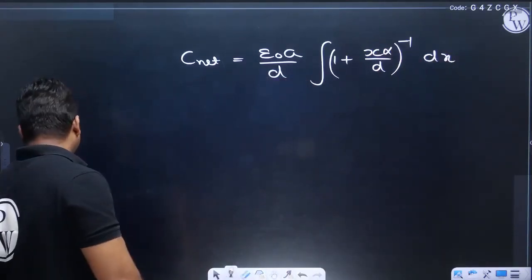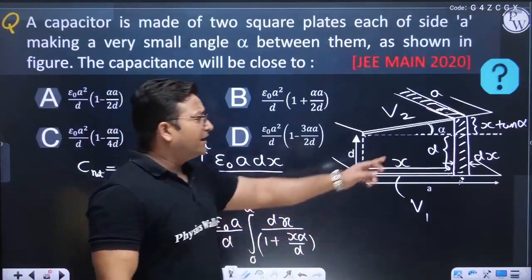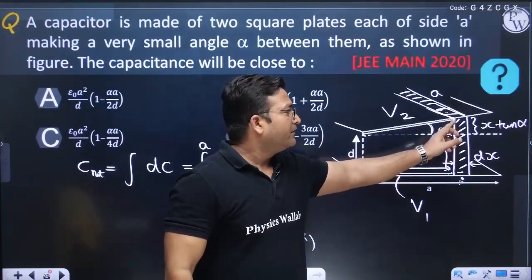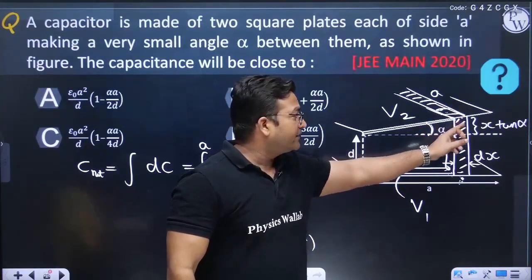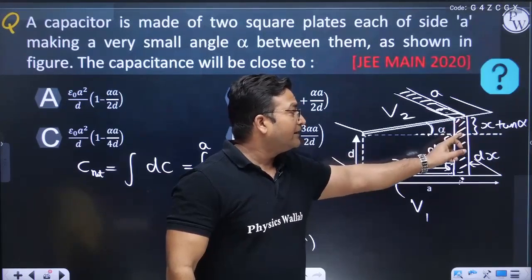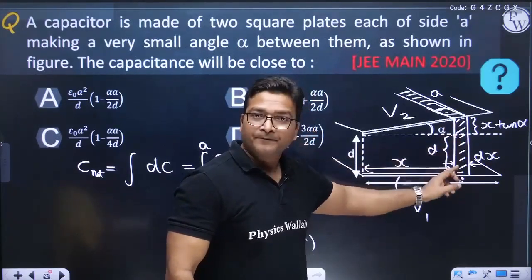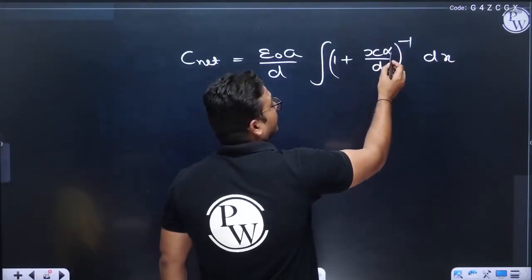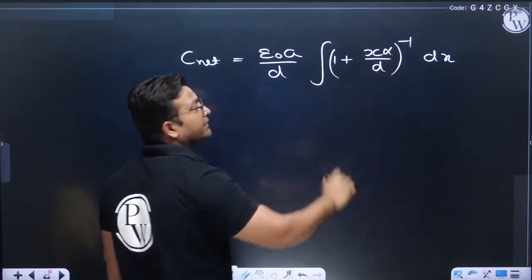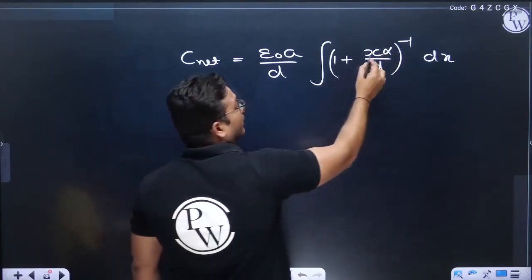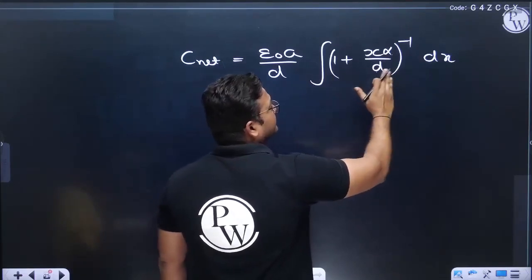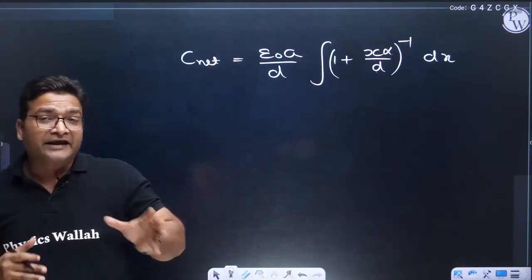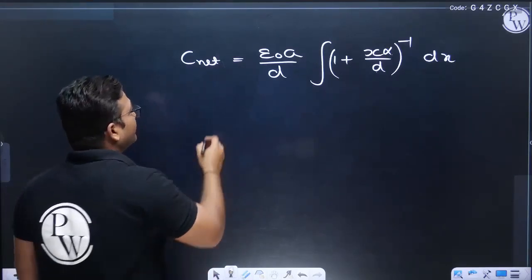But as this alpha is very small, this x alpha, if alpha is very small, this thickness, this distance will be very small as compared to d. So in this term you can say x alpha is very small as compared to d. And if it is very small as compared to d, I'll open this according to binomial theorem, and I can ignore all the terms except first two terms. So let me open it.